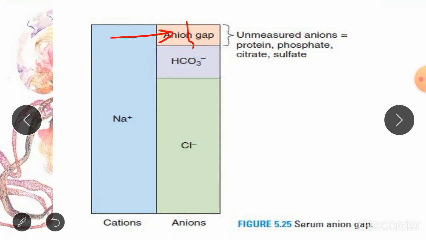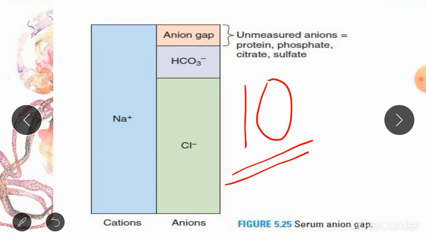So this is an interesting concept. It is a bit difficult to understand, but for BDS students, you are not going to be asked about the calculation of anion gap. You can only be asked about the definition of anion gap, what the ions are which are being measured, and what the value of anion gap is. Remember that a normal anion gap is around 10, and only when this value exceeds 10 can you say that the anion gap has been increased.